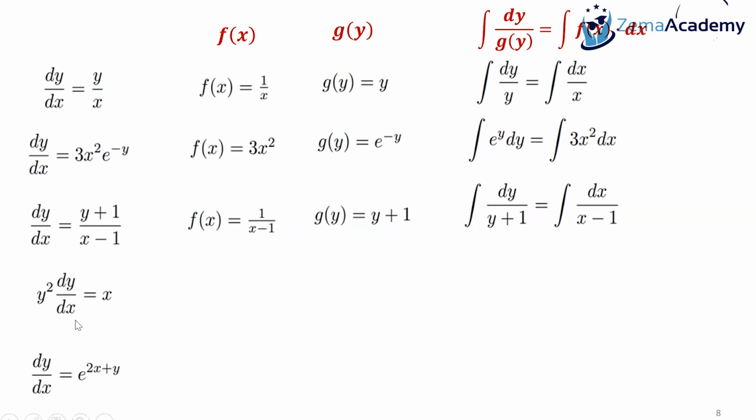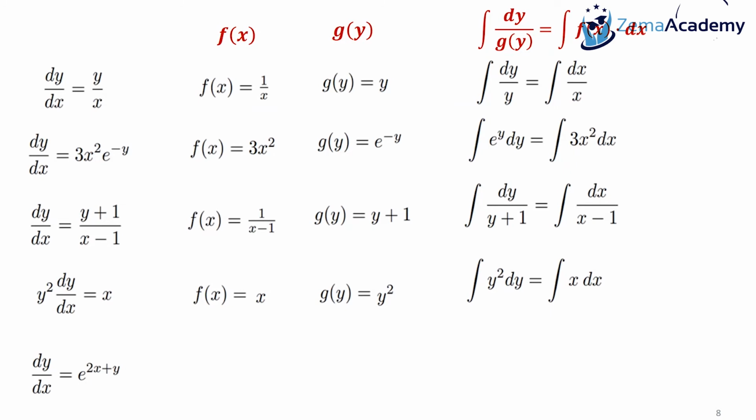Coming to the next example, it is y squared dy by dx equals x. So here y squared is already on the left hand side. All you need to do is first identify f(x). If you identify your f(x), it is x. And what about your g(y)? g(y) is already on the left hand side and it is y squared. The last column will become the integral of y squared dy equals the integral of x dx.